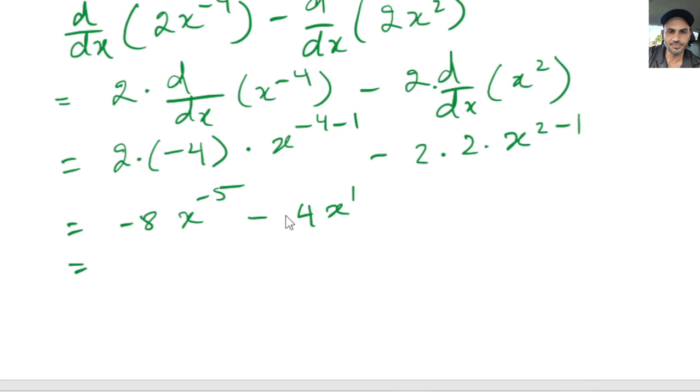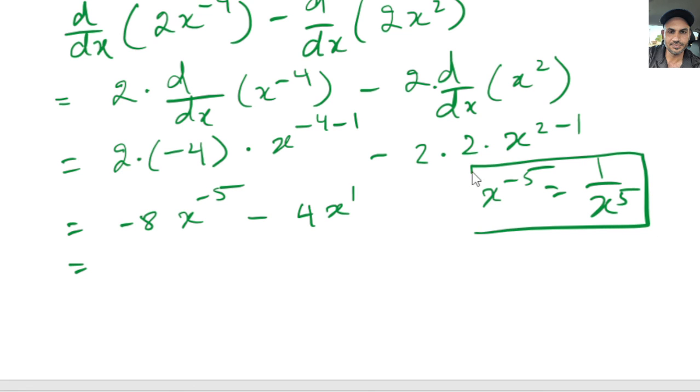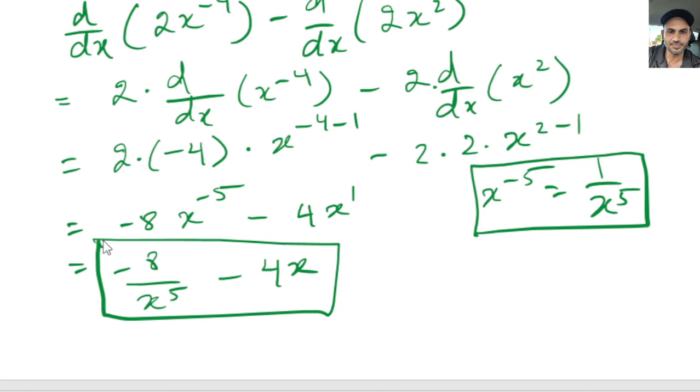And now we can again apply the exponent property. Here, if we have x to the negative 5, we can write it as 1 over x to the 5. They both are equal. So we have negative 8 over x to the 5 minus 4x. So this is our final answer for this problem.